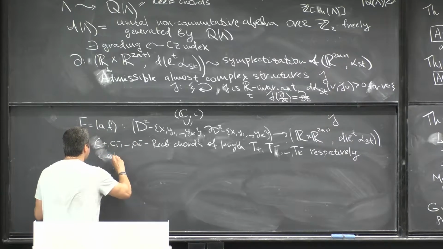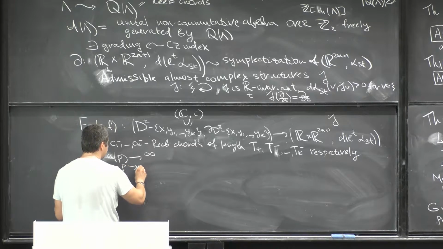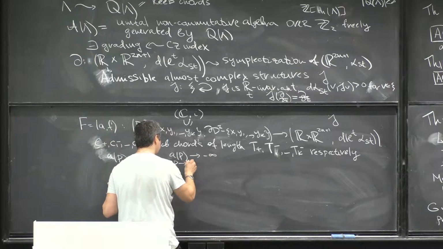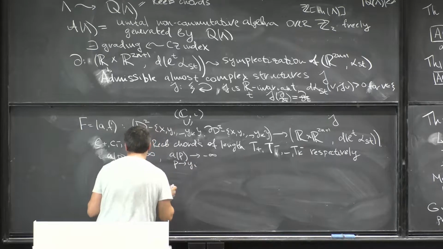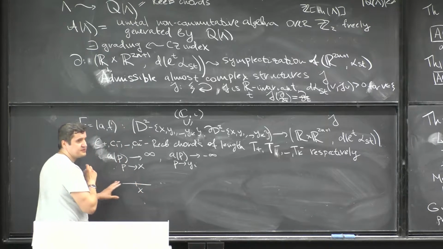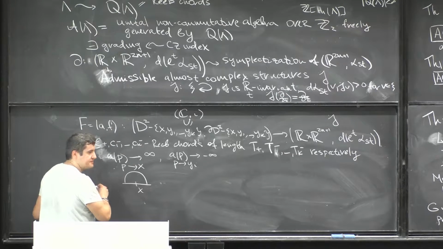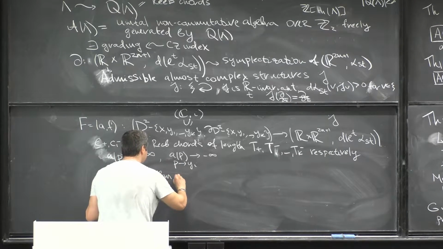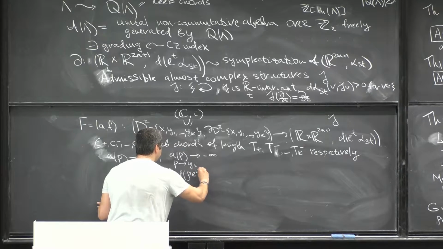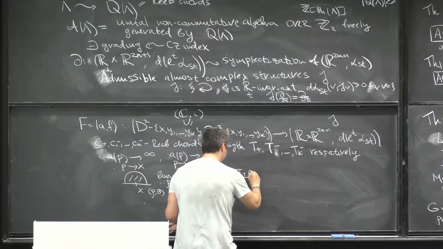So A of P goes to infinity when P approaches X, and A of P goes to minus infinity when P approaches Yi. And now let's take this point X, right? This point X, again, lives on the boundary of this disk, and we consider polar coordinates near it. We want the limit of f of rho e^{i theta} as rho goes to 0 to be C plus, at minus T plus theta over pi.